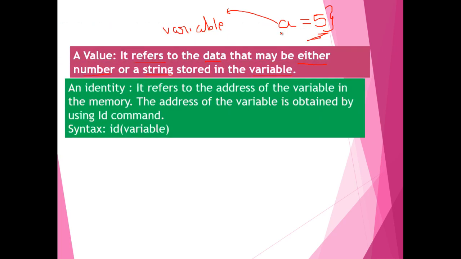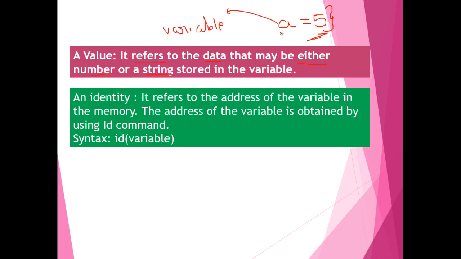Now the next thing is basically an identity. What basically is meant by identity? Identity refers to the address of the variable in the memory, and the address of the variable is obtained by the id command, right? So let me clarify what this identity means.